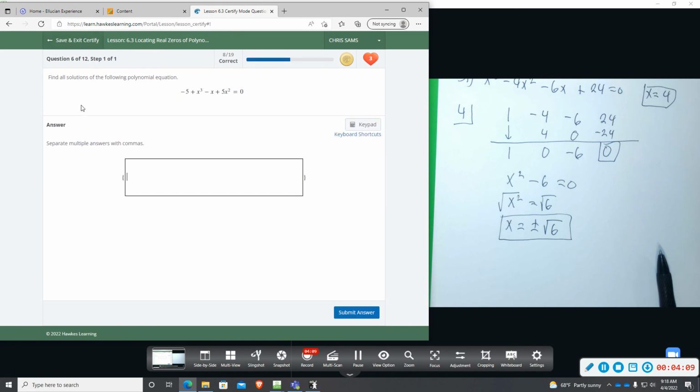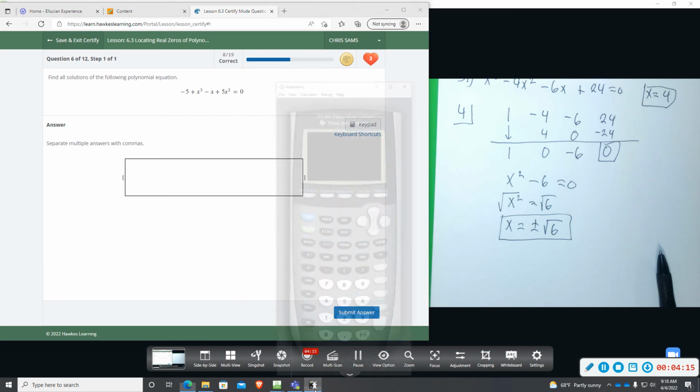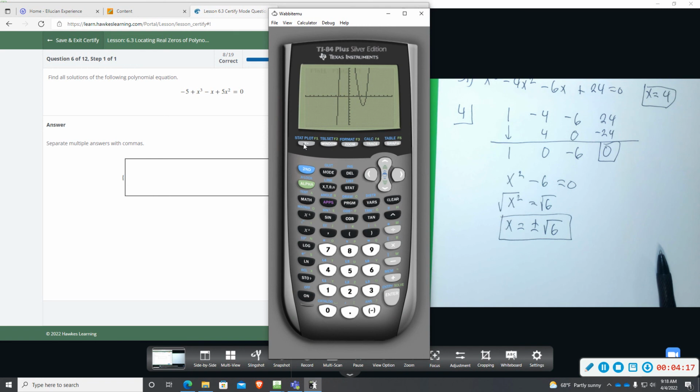All right, so we're going to do the same thing with number 6. We're going to graph this, get close to some roots, and then we'll do synthetic division. And then once we do synthetic division, we'll use another method to find the others.